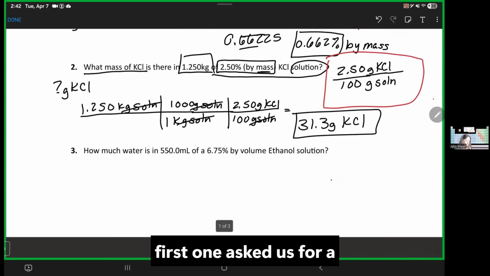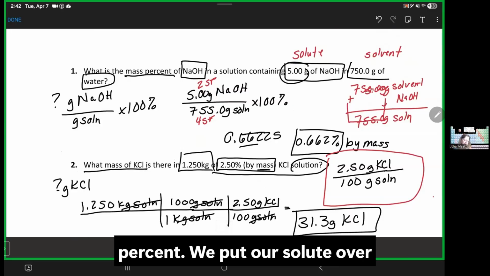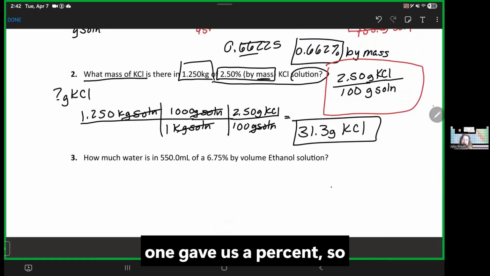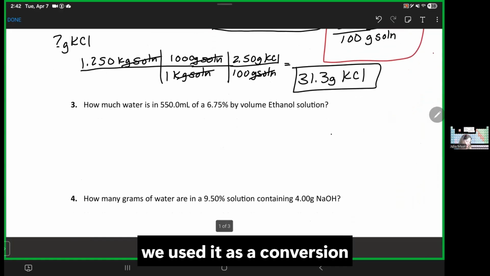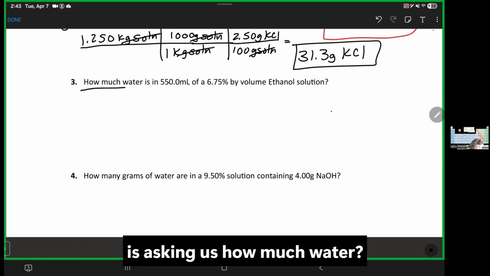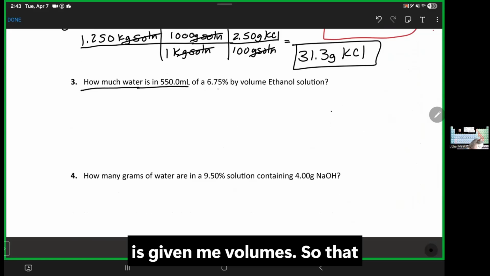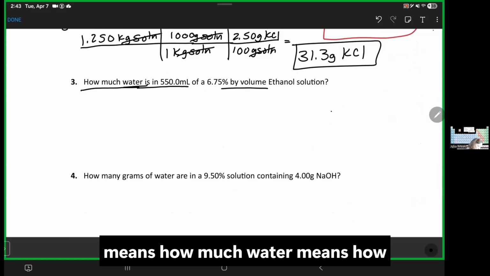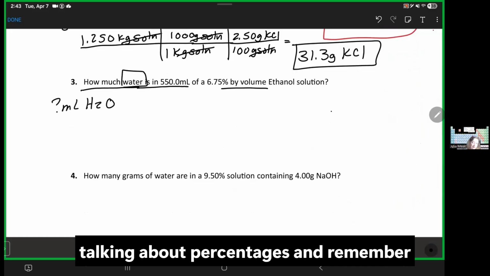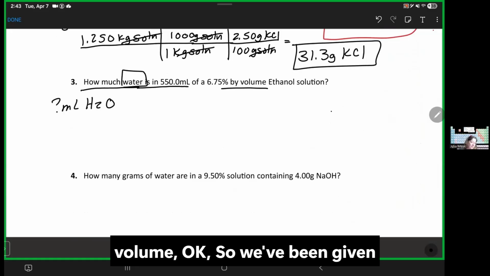Okay. So the first one asked us for a percent. We put our solute over our solution times 100. The second one gave us a percent, so we used it as a conversion factor. Okay, so now this one is asking us how much water is in, and all of this is giving me volumes. So that means how much water means how many milliliters of water, because we're talking about percentages. And remember, percentages are in milliliters for volume.